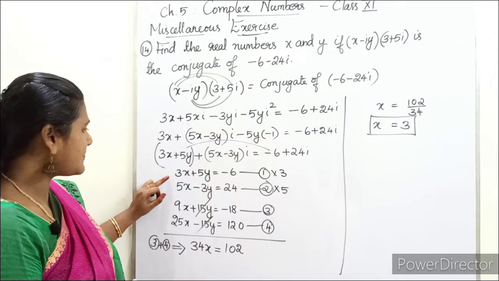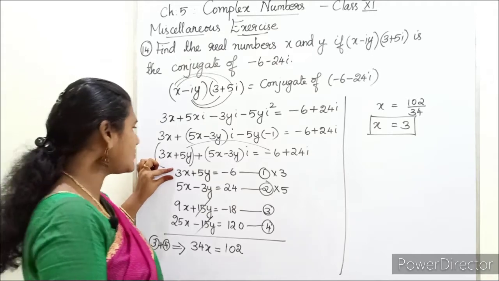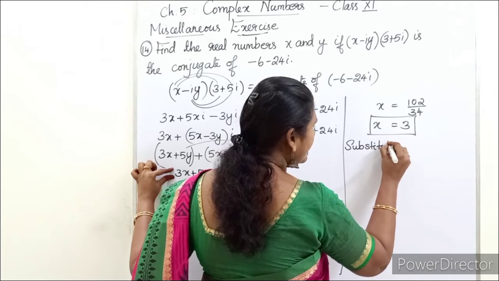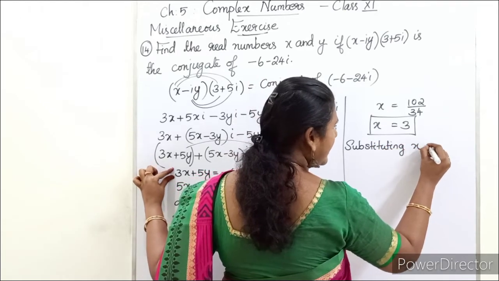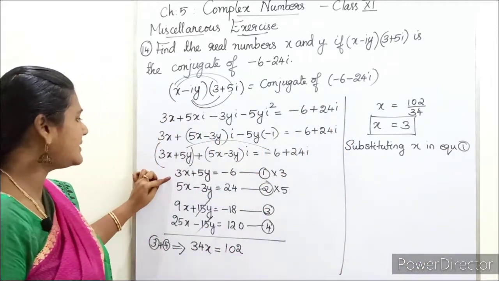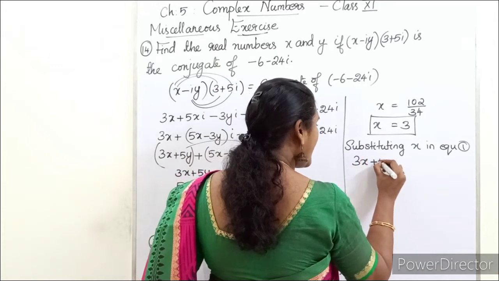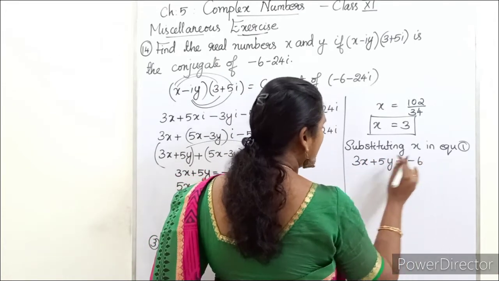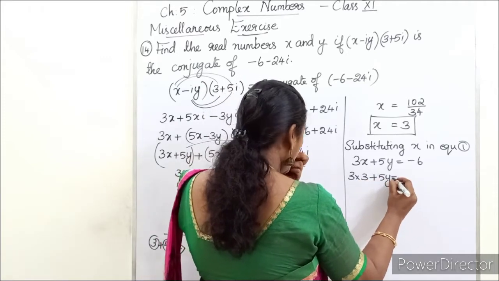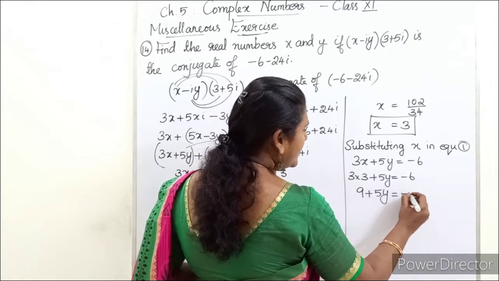This value we can substitute in any one of the equations. So in the first equation we are going to substitute now. So substituting x in equation 1. So what is our first equation? 3x plus 5y is equal to minus 6. So here 3 into 3 plus 5y is equal to minus 6. So 9 plus 5y is equal to minus 6.